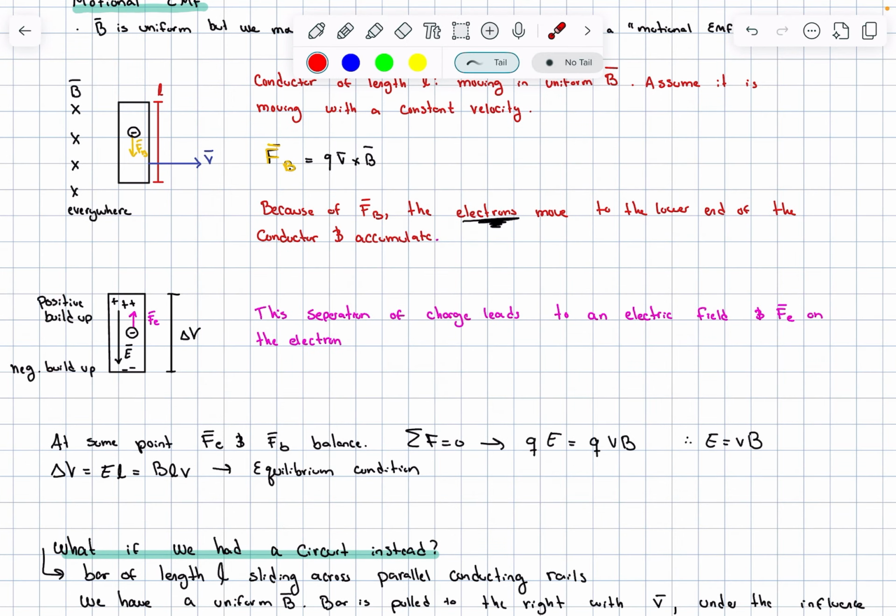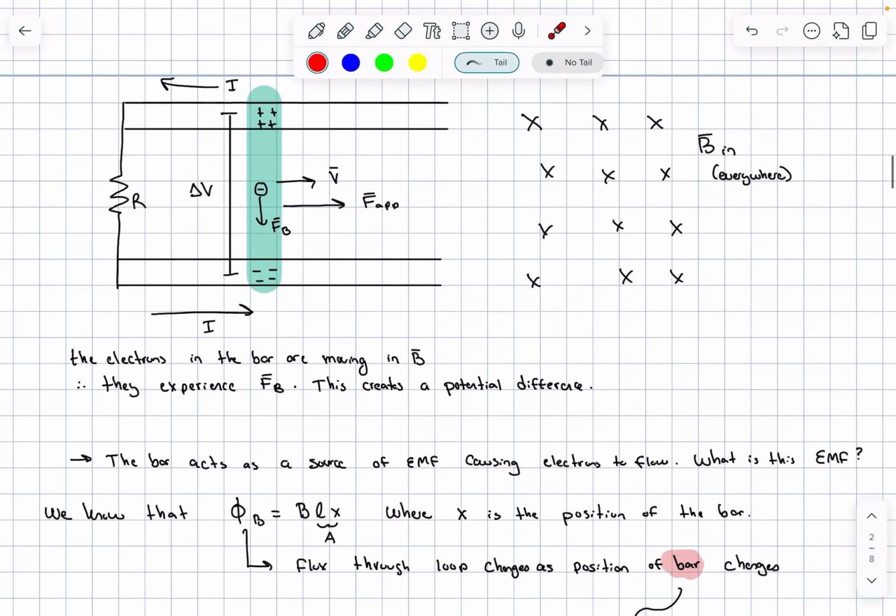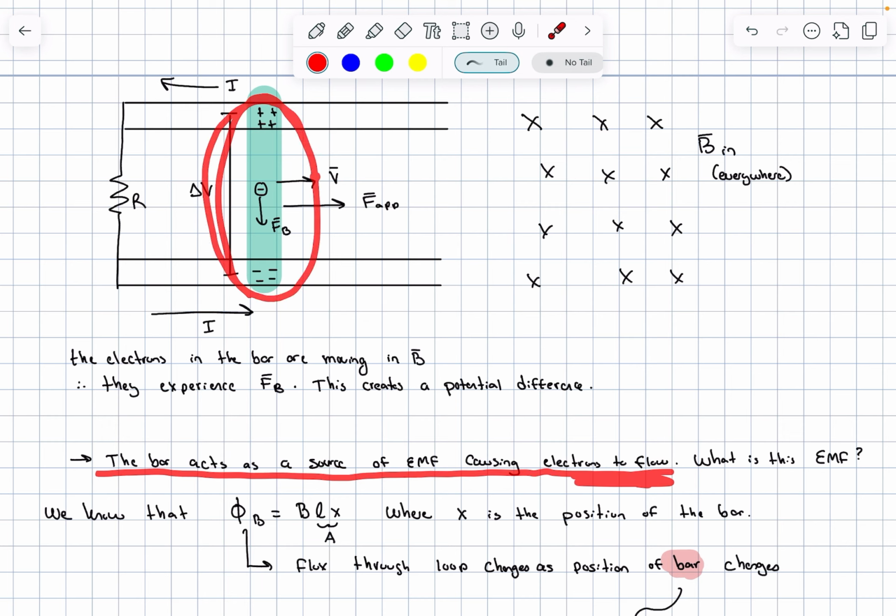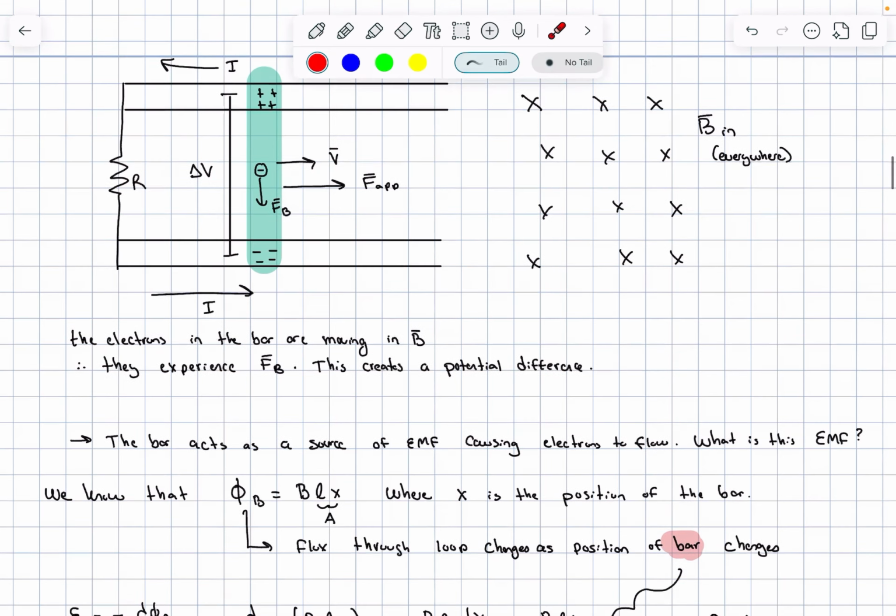So the separation of the charges, right? Here the electrons in the bar are moving in the magnetic field, like so. They experience a magnetic force, which creates a potential difference. The bar acts as a source of EMF and then causes electrons to flow, because when we have a battery like this, electrons are going to be able to flow within the rest of the circuit. The question could then be, okay, what is the EMF?